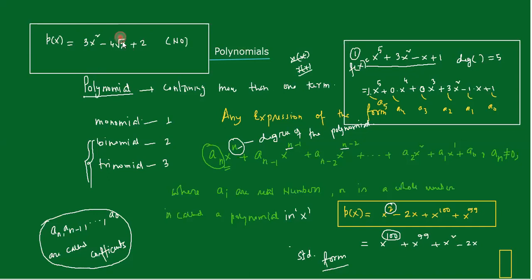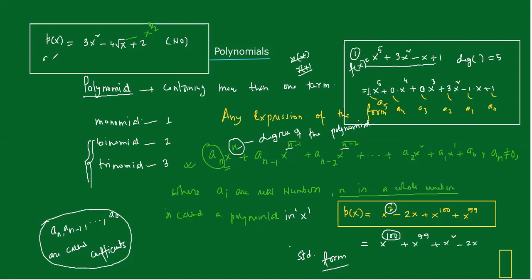Root over x ultimately means x to the power half, because all of you remember from your lower classes that root over x means power half, and the definition does not allow power half because it is told n is a whole number. If n is a whole number, then these powers must also be whole numbers. So we cannot get this as a polynomial.